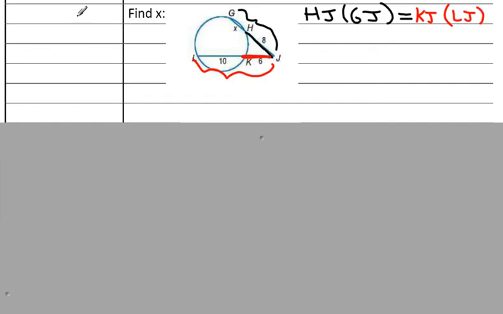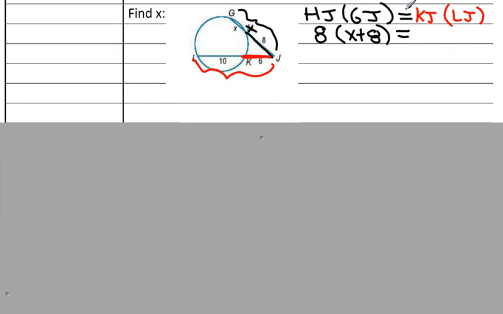And this is the part that a lot of you will get stuck on. HJ is easy, it's 8. But GJ is representative of the entire segment. Not x times 8, but x plus 8. So we would add x to 8, and that'll represent the entire secant segment, GJ.